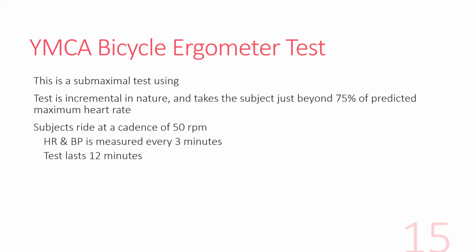Accuracy, it actually tends to underestimate our VO2max about 10 to 15%. Again, it's submaximal in nature, and with a biking protocol, this is appropriate for many types of populations. And again, a little more accurate than what we saw with the walk. We're down to 10 to 15% as an underestimation with this test.